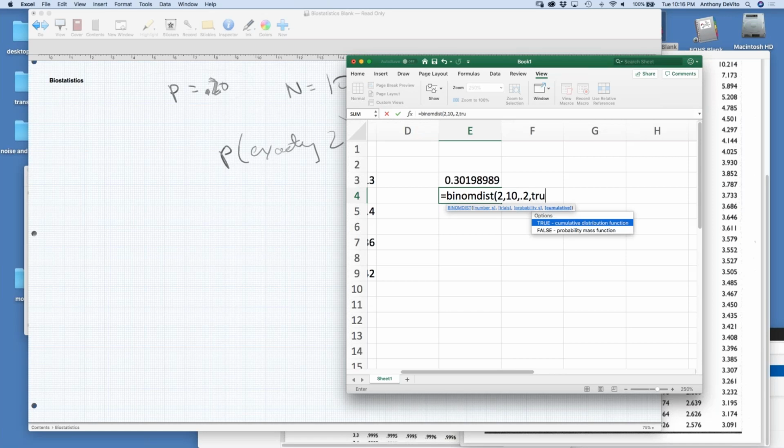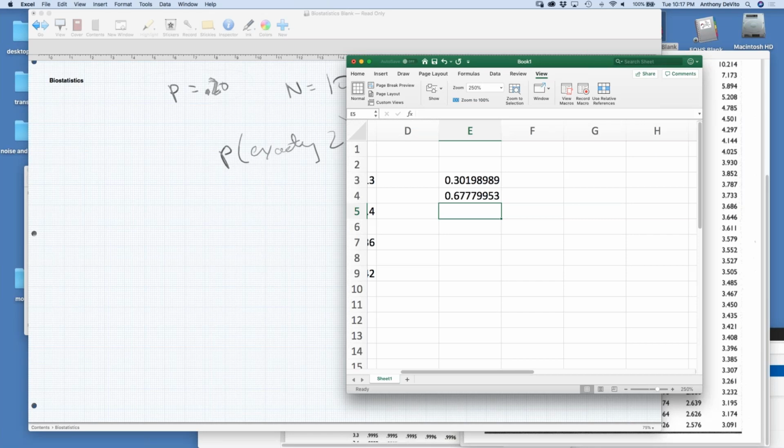This time I'm going to put in true for cumulative. That means it's going to give me the sum of the probabilities for 2, 1, and 0. In that case, it's a 68% probability that out of the 10 people, you would get either 2 out of 10, 1 out of 10, or 0 out of 10 who bike on a regular basis.